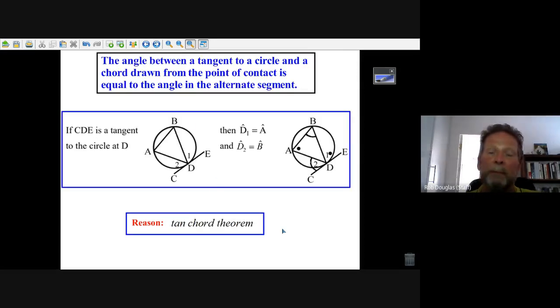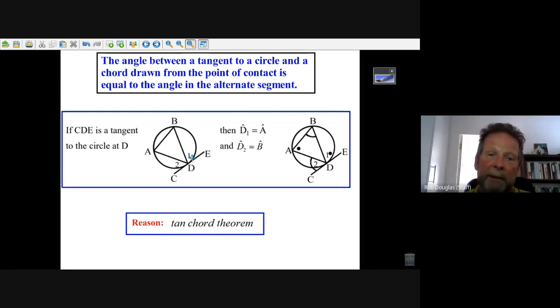Now, here's a really important idea. It's called the Chord Theorem. I'm going to read it out, and then I'm going to explain it. Maybe you won't understand the words the first time, but I'm going to explain it. The angle between a tangent to a circle and a chord drawn from the point of contact is equal to the angle in the alternate segment. Okay, let's take a look at what this means.